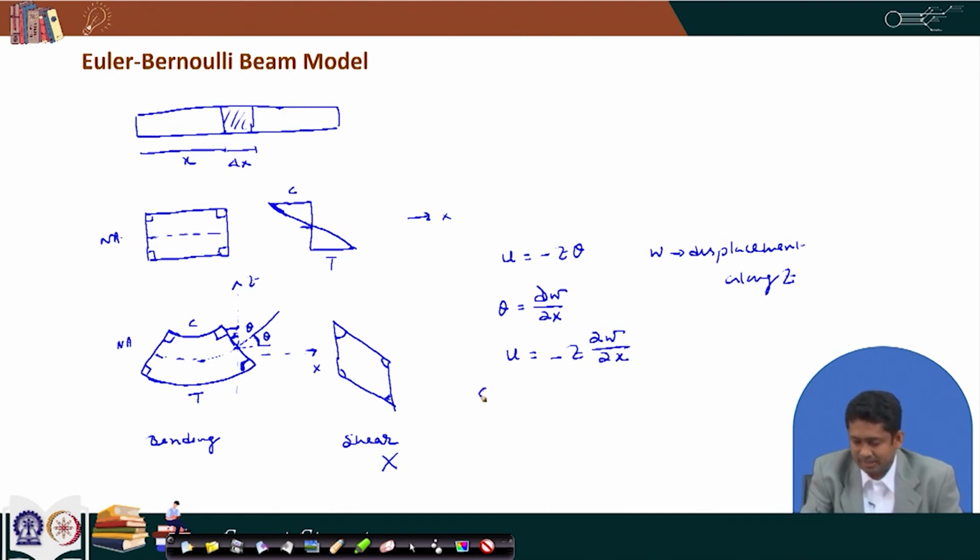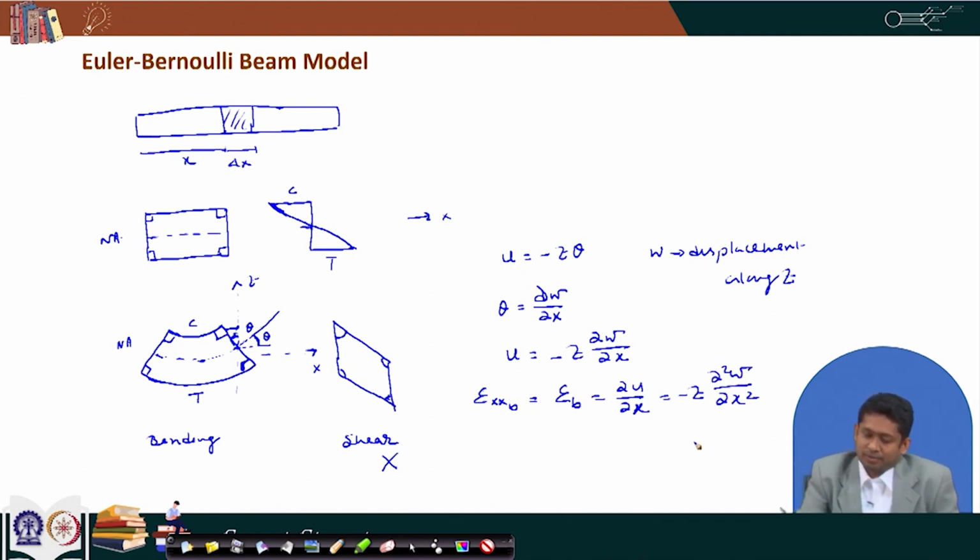So, naturally we can say that the strain along the x direction, which we can call epsilon xx due to bending. Now, we have only one strain component, so we are now getting rid of this xx. So, we will call it epsilon b, b because of bending, is equal to del u by del x, and that is equal to minus z into del 2 w by del x 2. So, using the Euler-Bernoulli beam, we get this relation, and this relation we would use in our formulation.